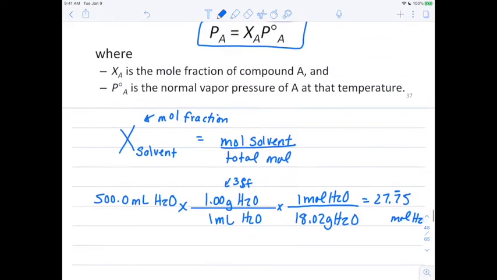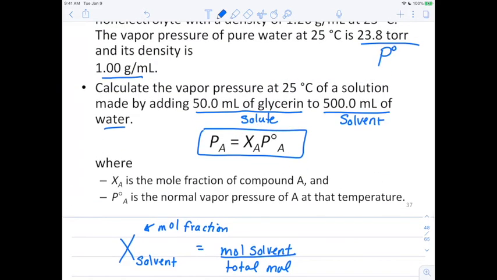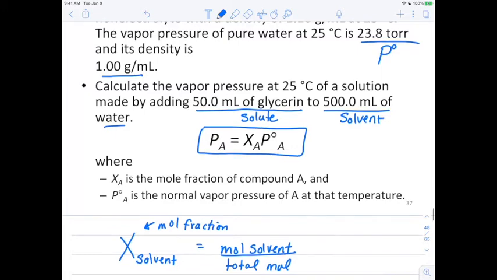All right, so next up we need our moles of glycerin. So we have 50.0 milliliters of glycerin.